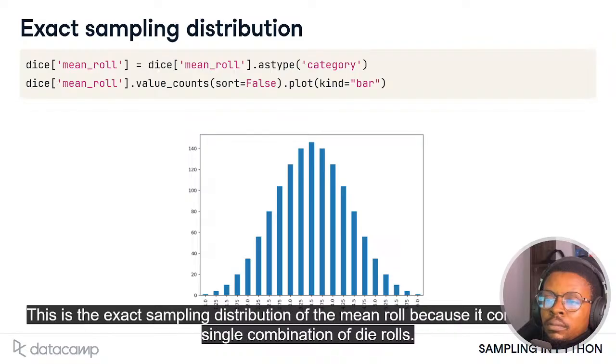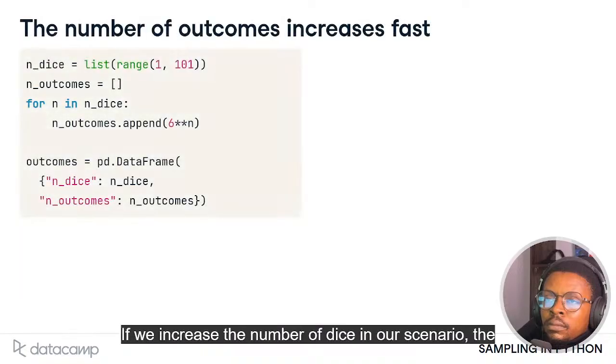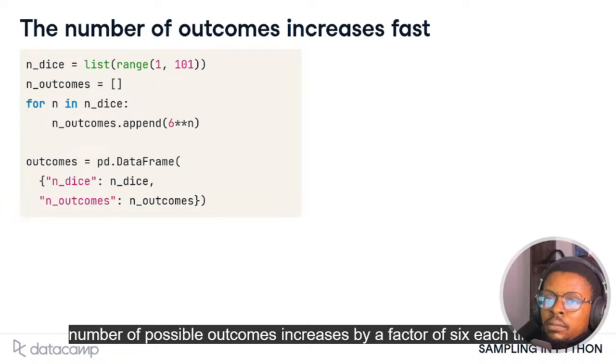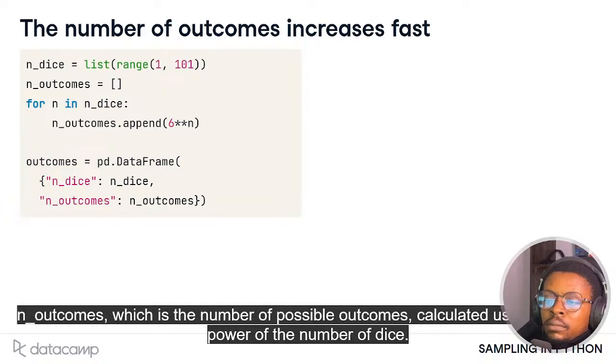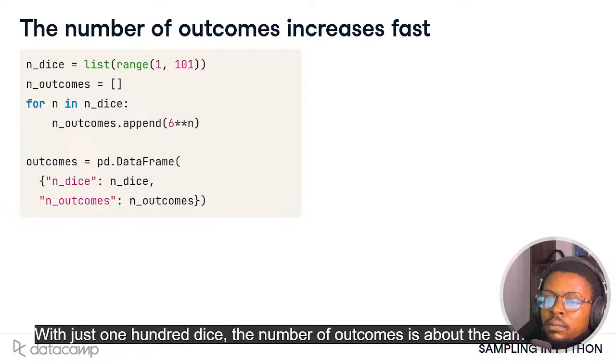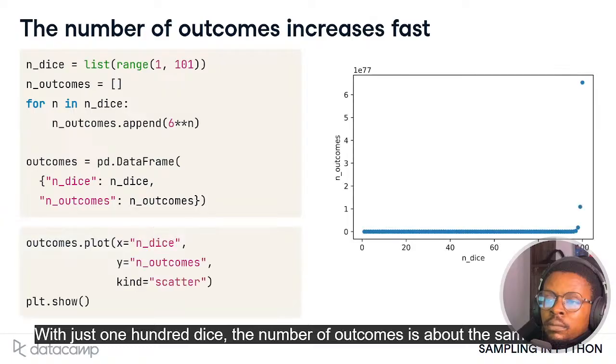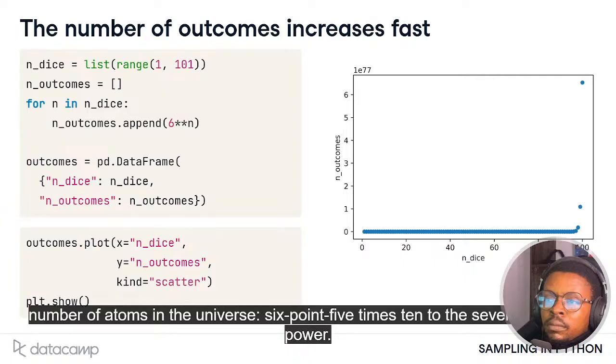This is the exact sampling distribution of the mean roll, because it contains every single combination of die rolls. If we increase the number of dice in our scenario, the number of possible outcomes increases by a factor of 6 each time. These values can be shown by creating a data frame with 2 columns, n_dice, ranging from 1 to 100, and n_outcomes, which is the number of possible outcomes, calculated using 6 to the power of the number of dice. With just 100 dice, the number of outcomes is about the same as the number of atoms in the universe, 6.5 times 10 to the 77th power.